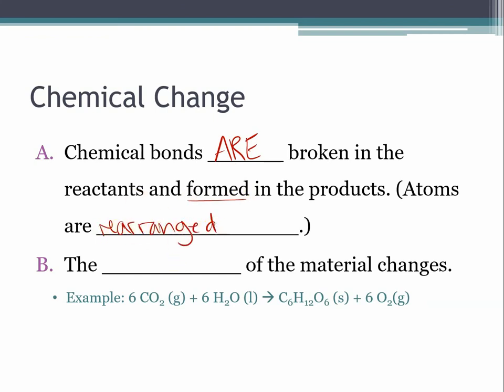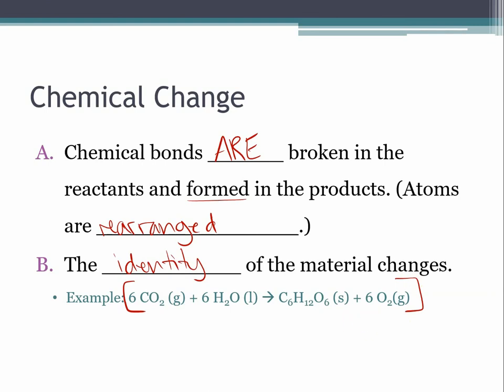And if you are rearranging atoms in your substance, you are creating new materials. You're changing the identity. So there's an example of this right here. Theoretically, this should look kind of familiar. You should have learned it in biology. This is the process of photosynthesis, right?